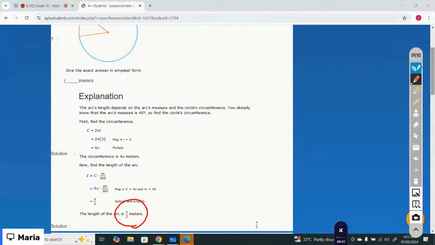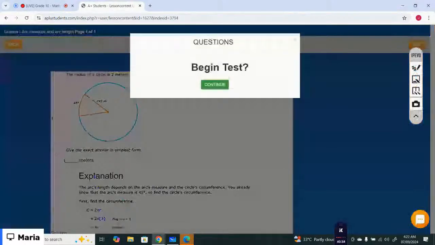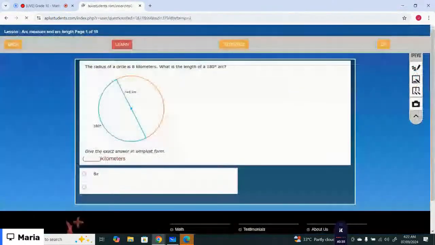Okay, let's just start with the test questions. The radius of a circle is 8 kilometers. What is the length of a 180-degree arc? Let's just calculate the length of the arc, right?